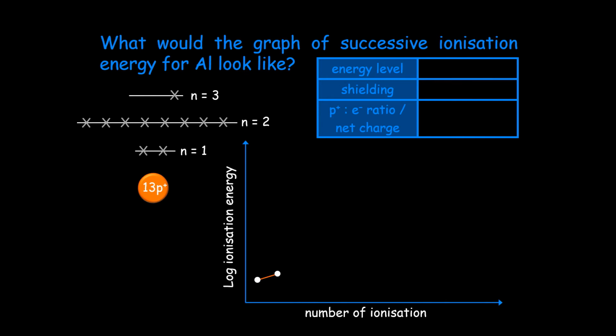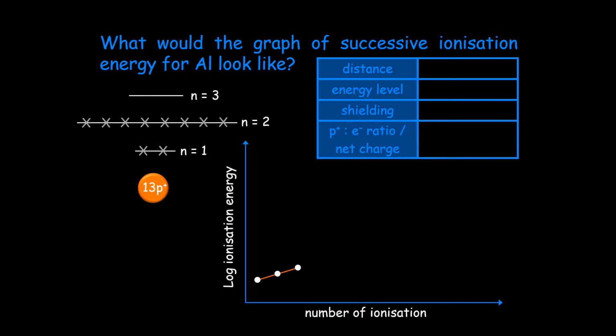Now we're going to remove the third electron from the third energy level. So the energy level is the same as the previous two. Shielding is the same as the previous two. The proton to electron ratio, or the net charge, has increased. So there's going to be a stronger electrostatic attraction between the nucleus and that outer electron, meaning more energy is going to be required to remove it.